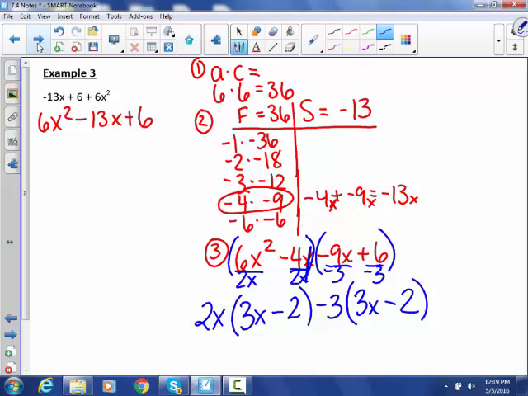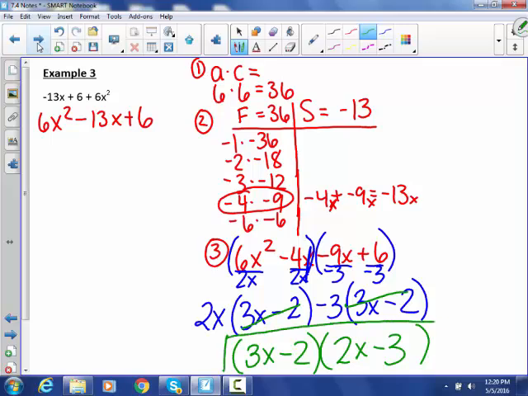Okay, so what do they have in common? 3x minus 2. And what's left? 2x minus 3. It's actually pretty, it's not that complex. It's not too bad. It's called factor by grouping. It's just like one extra step. Just remembering to multiply your A and C first, and then you got to split that middle term.